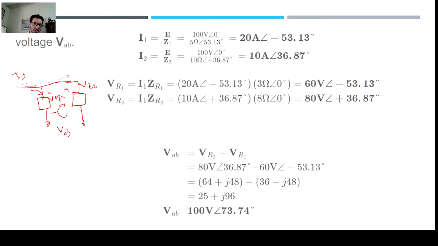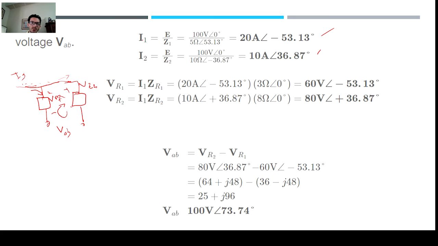What is the current? It's pretty easy. 100 volts divided by the impedance of leg 1, which we computed already, gives us 20 amps at negative 53.13 phase shift. The current through leg 2 is 100 volts divided by the impedance of leg 2, which is 10 ohms at negative 36.87 degrees. That gives us 10 amps at 36.87 degrees offset.